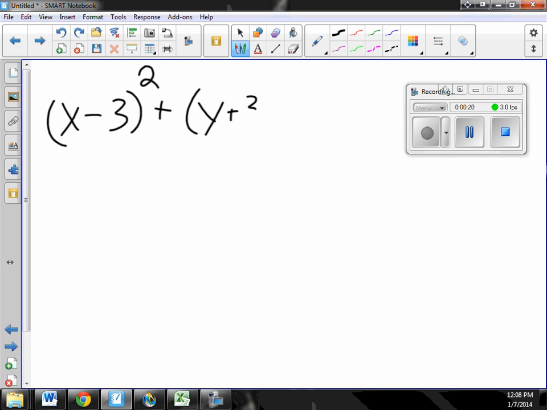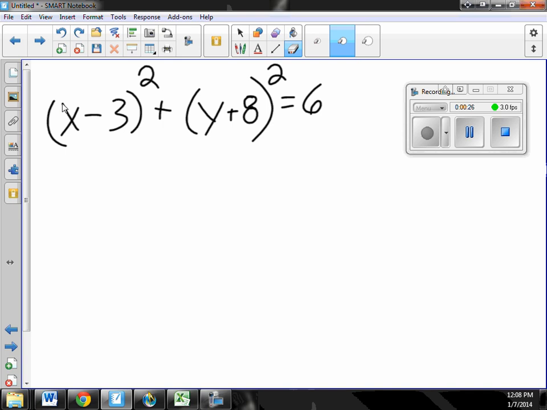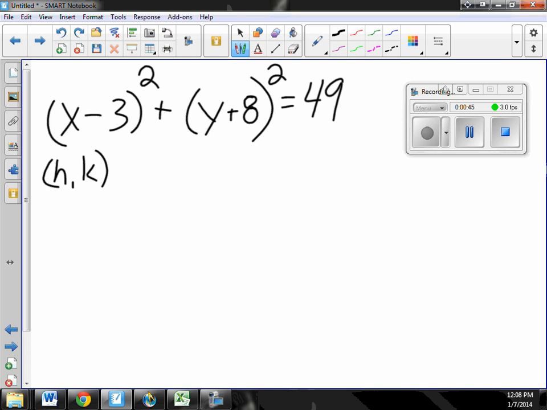Let's make that an 8. Let's change that. Okay. This is an equation of a circle. Where is the center of this circle? Remember, the center is h comma k, so 3, -8.